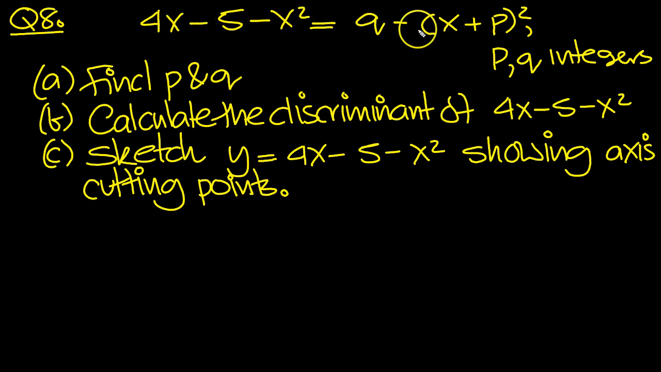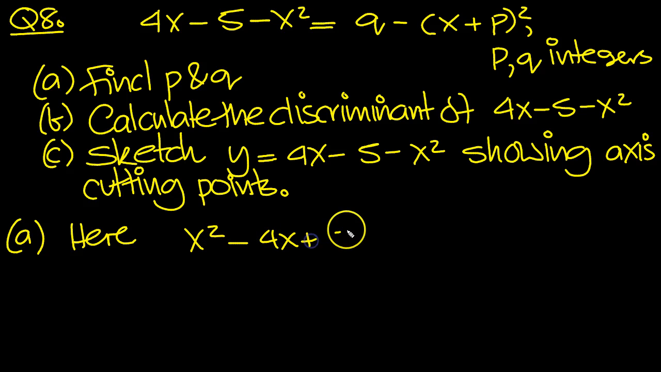So we need to first of all write this in this form and find p and q where they're integers. To make our lives a bit easier, I'm going to write this round the other way to start with. So part A. I'm going to flip the minus all the way through it. So we've got x squared minus 4x plus 5.